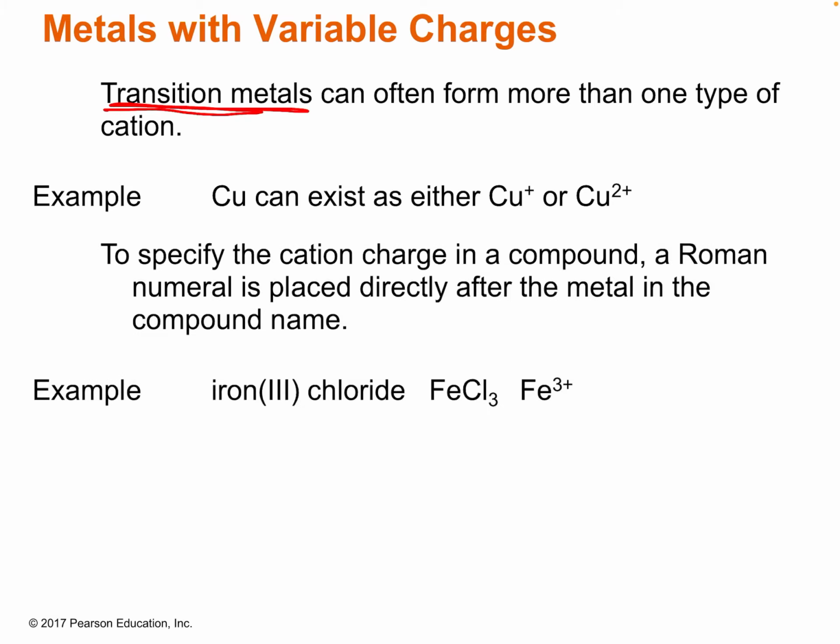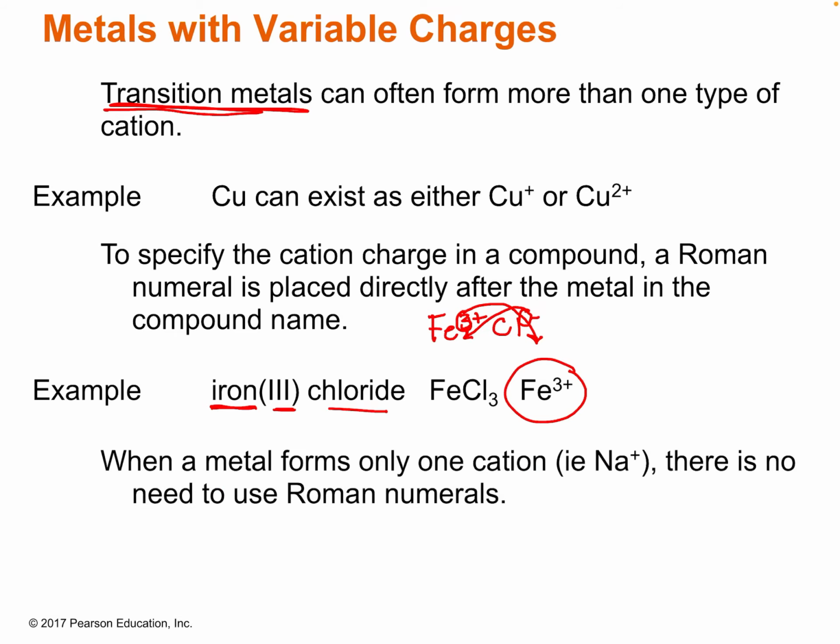And so to specify which one of those that we're talking about, we're going to use a Roman numeral placed directly after the metal in the name. So like iron 3. That's telling you that iron is going to be a 3+ in this compound. So iron 3 chloride means that we're having iron 3+ and Cl1-. So when we use Fe3+ and Cl1-, if we circle and switch, that 3 is going to the chlorine, which is why we get Cl3, and the imaginary 1 is going to the iron, which is why it's just Fe.